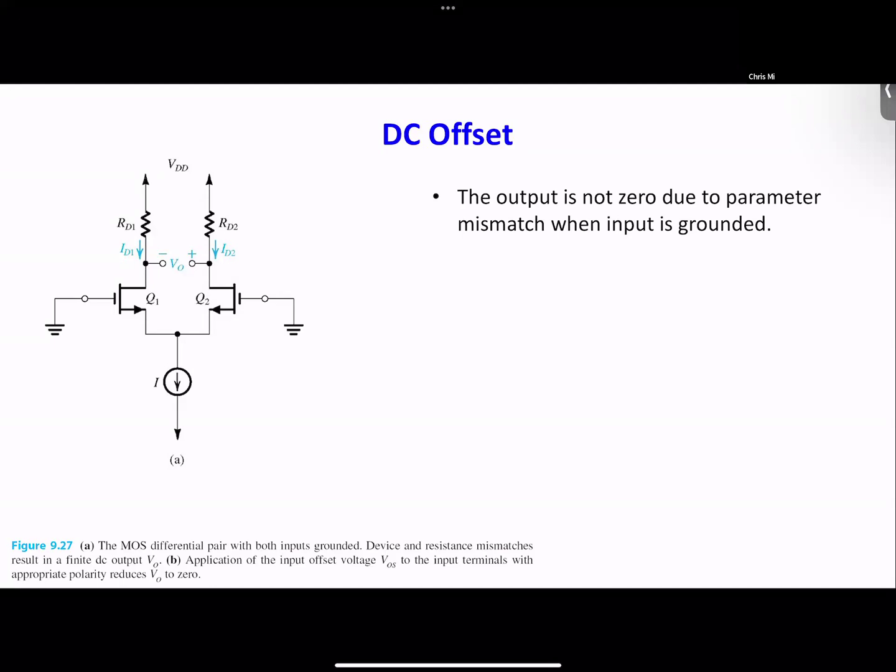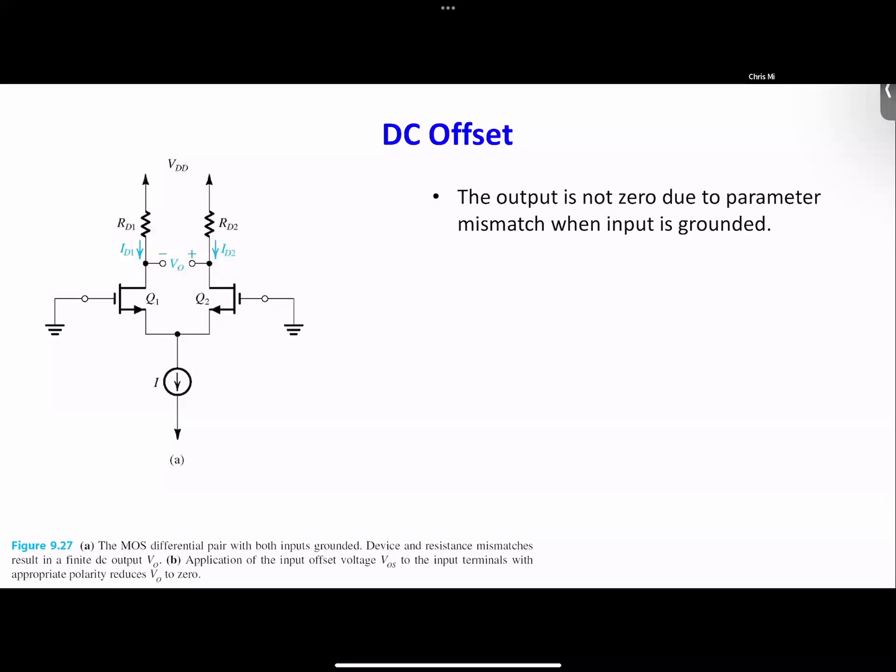So if the current started more than over here, the voltage at this output is slightly less than the voltage over here. And then the voltage between these two terminals is no longer 0. That's called a DC offset.